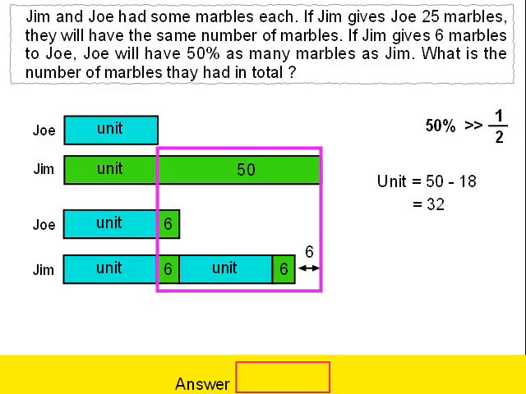That's for 1 unit. Question: what is the number of marbles they had altogether? Total will be 2 units plus 50 according to the model. Since 1 unit is equal to 32, therefore 2 units is equal to 64. So total will be 64 plus 50. That gives us the figure of 114.